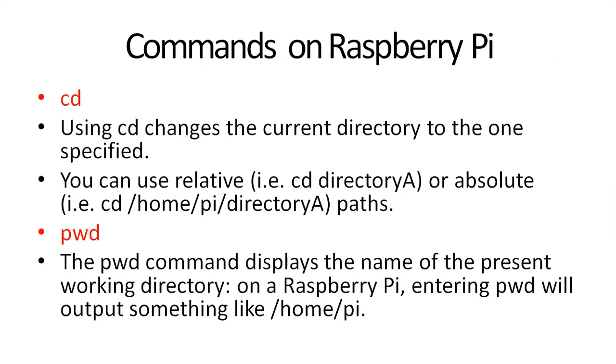Change the directory. For example, presently you are in C drive. For example, I am writing cd home. You are giving the path here. cd x y. That means x is one directory, y is another directory, changing from x to y. The cd command changes the current directory to the one specified. You can use a relative or absolute path here.